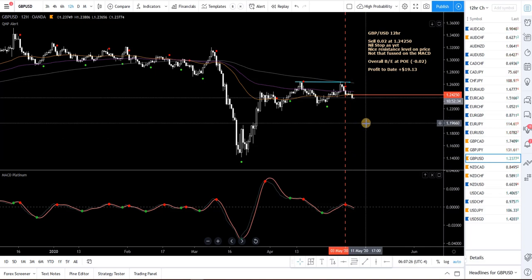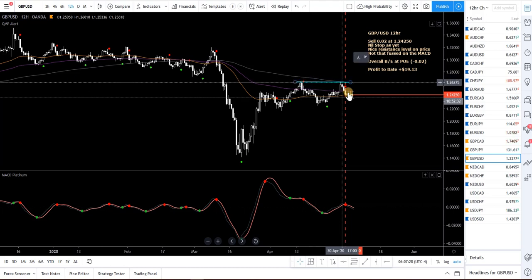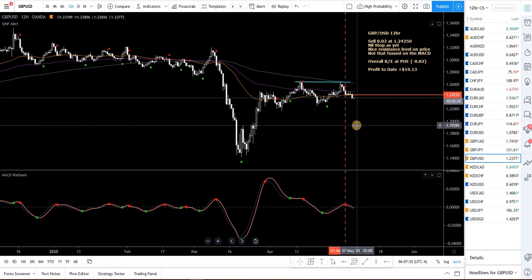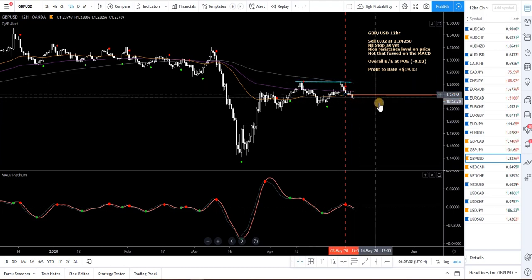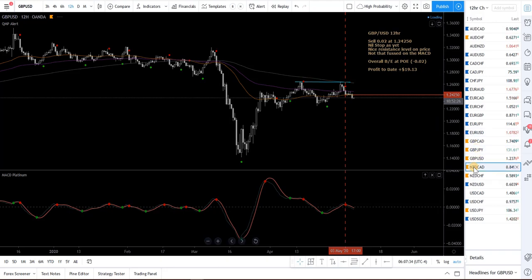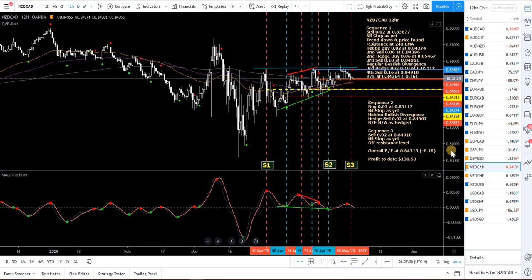It might continue down. Got a nice little double top in here, so I'm going to give it another candle, see how we go, then probably close half. I probably should have done it then, but I didn't. New Zealand CAD. Getting a little bit busy, this chart. Now, what have I done?